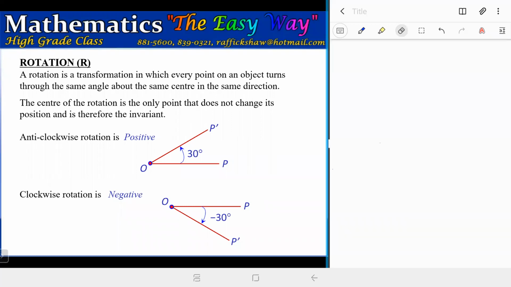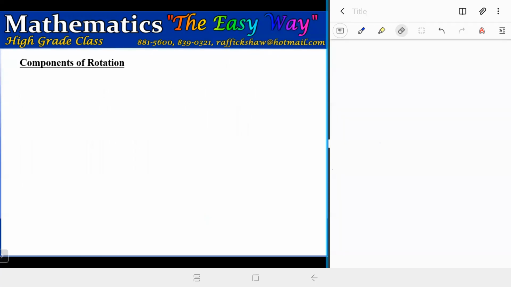But you're not going to be dealing with negative and positive angles, right? We're just going to be dealing with direction. So we might say 30 degrees anti-clockwise, or we might say 30 degrees clockwise. All right, so we're not going to get a positive or negative angle. So this is your information really. Okay, so I spoke about the components. So this slide is basically about that.